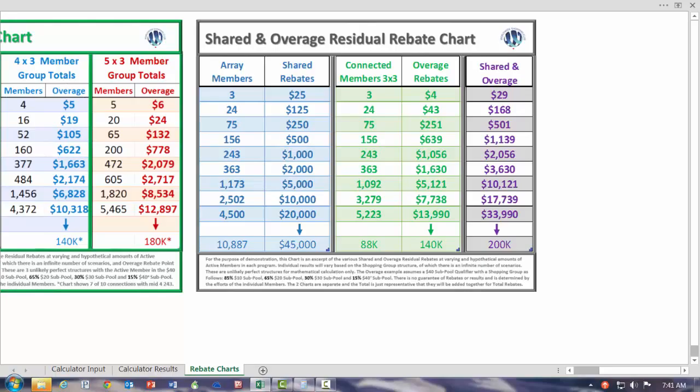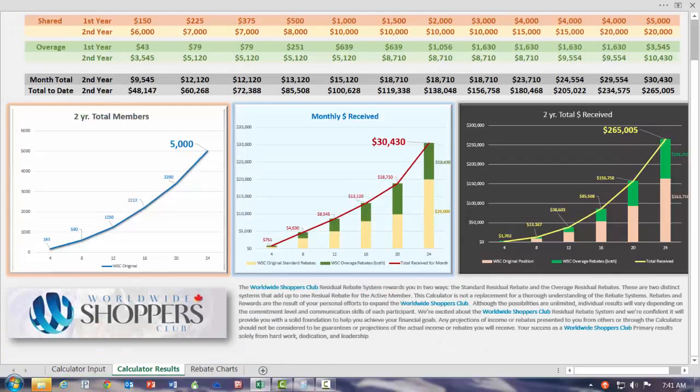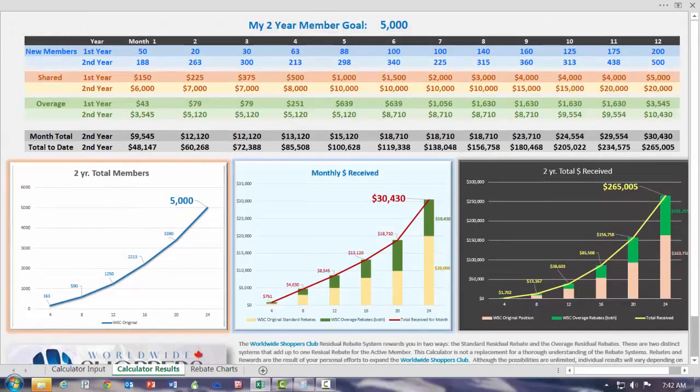So I'm just going to wrap this up by going back to the calculator and encouraging you to play with as many numbers as you want. And I think you can see that this is a very generous rebate plan. So play with the calculator, set your goals, what you expect to do. Here will be your step-by-step milestone of achievement. And of course, here will be the results that you can expect over the 2-year period. Have fun creating your future.